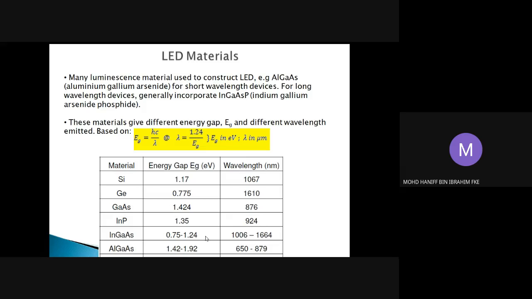This is based on the doping of the material. So we can adjust the energy band gap value by simply changing the doping concentration of this material. When we change the doping concentration, we are going to have a change in the band energy gap of these materials.